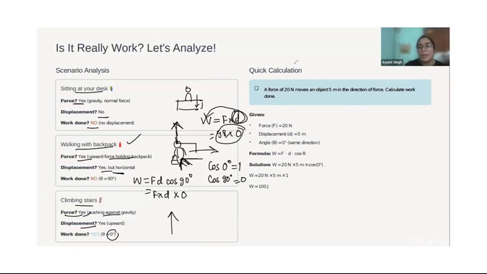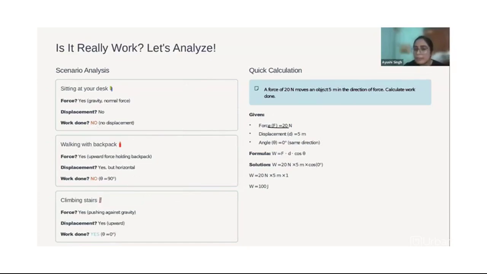Okay, so a force of 20 Newton. Let me just annotate. Yeah, a force of 20 Newton moves an object 5 meters in the direction of the force. This statement is important. That is how you will calculate the value of cos theta. So a force of 20 Newton moves an object 5 meters in the direction, so in this direction only. So displacement is 5 meters and the angle is 0, so cos theta is 1. No angle, right? Okay, so here you will put the values. W = 20 into 5 meters into cos theta, that is 1. And if you multiply it, you will get 100 joules of work done by this object. Okay, so you can calculate it like this.